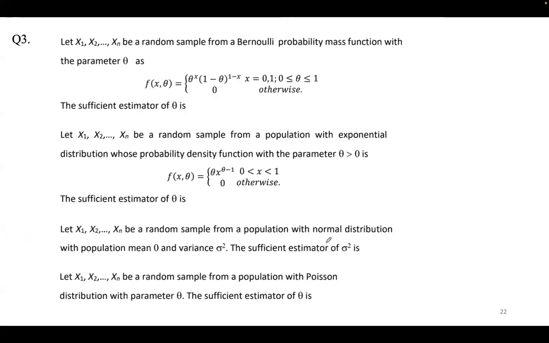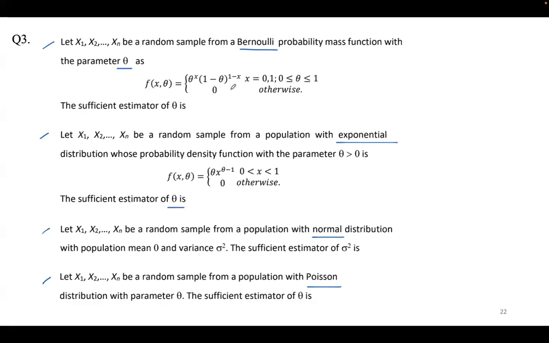Okay, now these are 4 questions actually. Question 1, 2, 3, and 4. What we are doing in each of the questions is that you have a different distribution. You have Bernoulli, you have exponential, you have normal, and you have Poisson. And we want to estimate something. So in case of Bernoulli, we want to estimate theta.